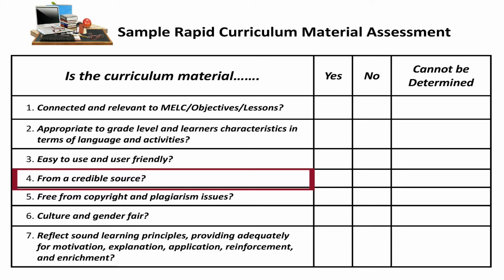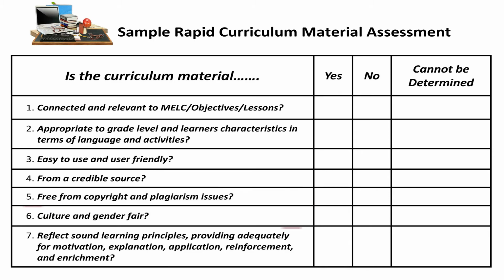Another is that we need to consider that this particular material is free from copyright and plagiarism issues. We cannot reproduce materials if they are not free from copyright or plagiarism issues, because there will be a legal problem. So we need to consider the original author if that material is not originally made by us. We need to cite the sources, we need to recognize the original sources, and we need to ask permission from the original sources if we will be using that particular material.